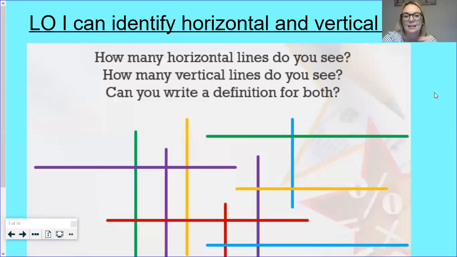Okay. Now, again, you're going to pause the video, and I would like you to count how many horizontal lines you can see on the screen and how many vertical lines you can see on the screen. Okay, so hopefully you spotted 5 horizontal lines and 6 vertical lines.